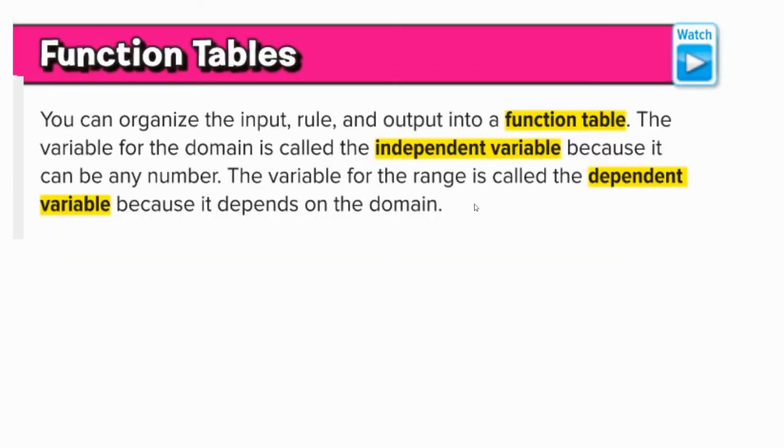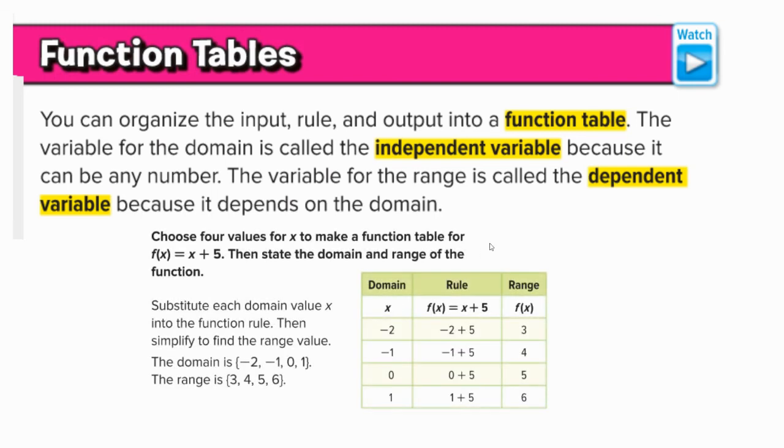You can organize your input in the function table. The domain's the independent variable, and the range is your dependent variable. Here's an example. Here's this f of x. So the function of x equals x plus 5. When x is -2, you would write that f of -2 equals -2 plus 5, which would be 3.